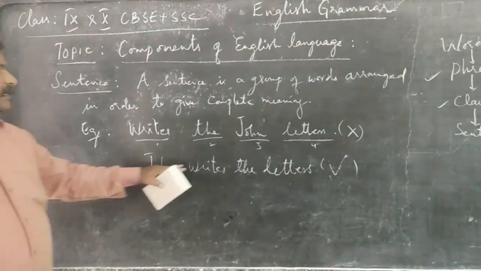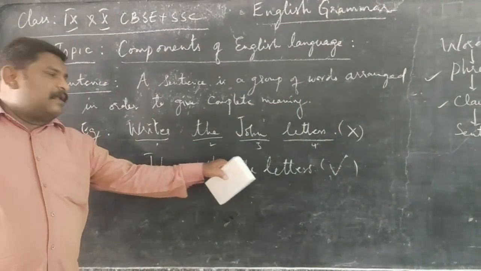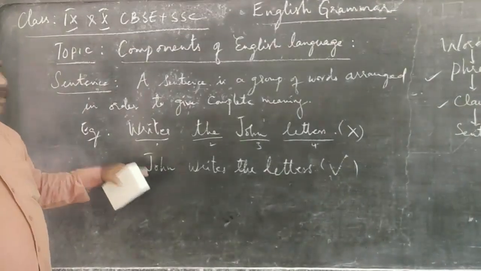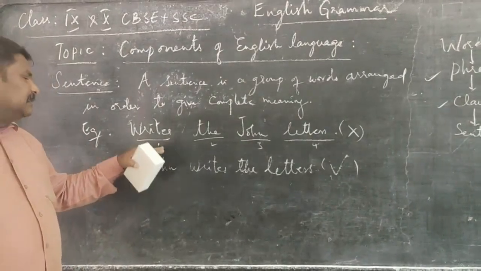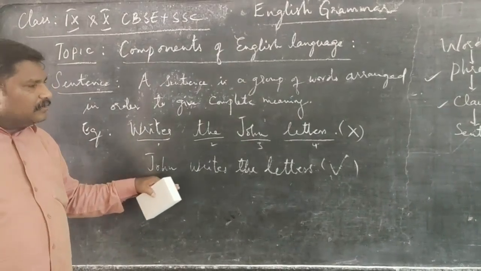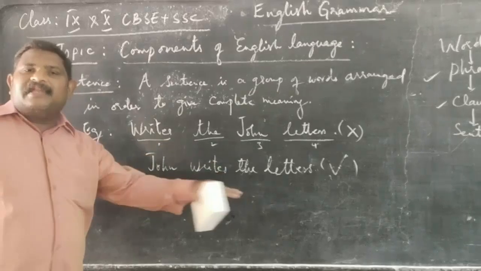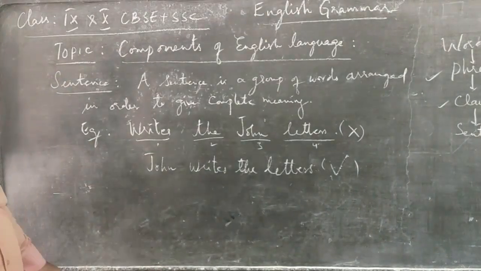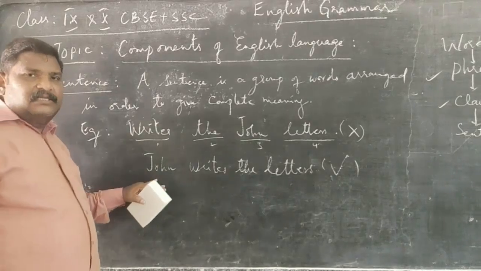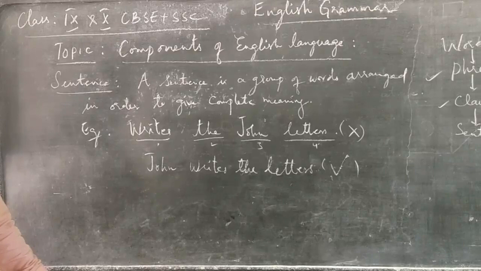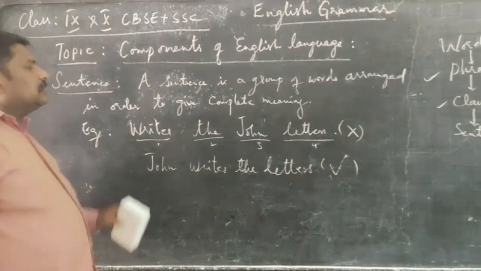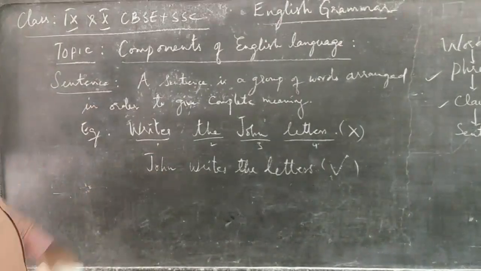So, this can be considered a sentence. Why? Because these are a set of words arranged in order, and it is giving complete meaning. What is Mr. John doing? What does John do? John writes the letters. Now, this is in definition form.